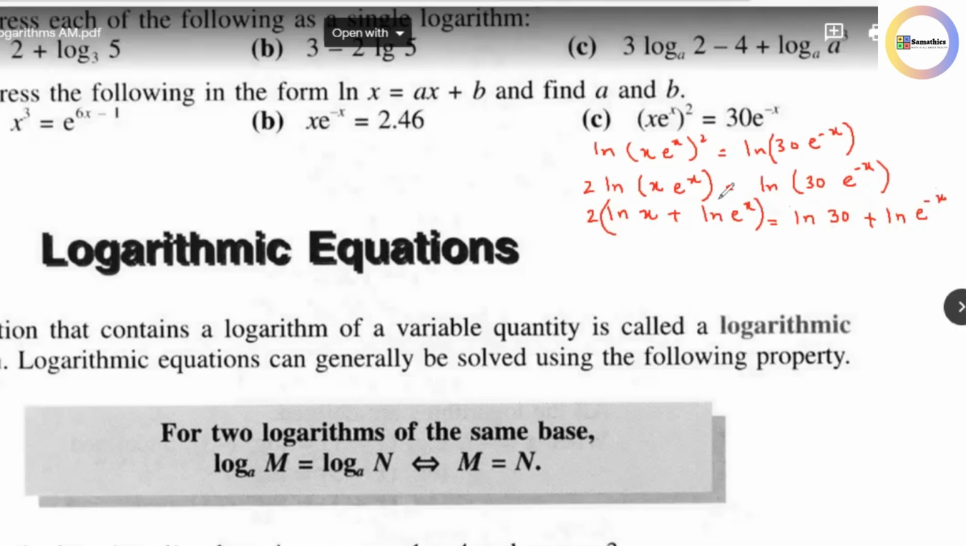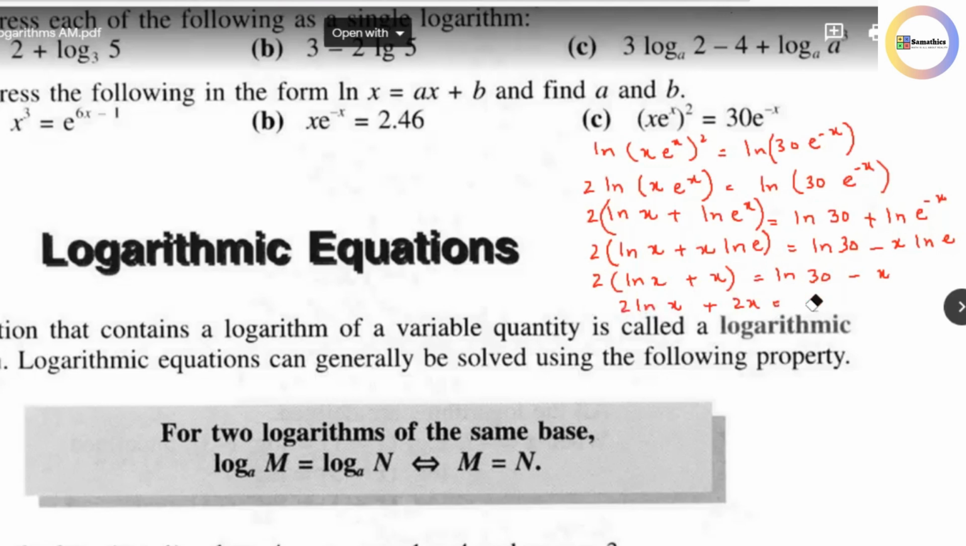But before that, if we write this x before ln, it would be better, right? We'll be getting 2 ln x plus x ln e is equal to ln 30 minus x ln e, right? Clear? This ln e will become 1. We have here 2 ln x plus x is equal to ln 30 minus x, right? This minus x is not with this ln. ln 30 is separate, so you can find out its value.